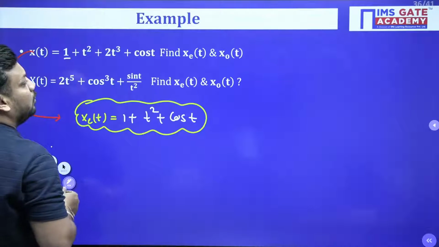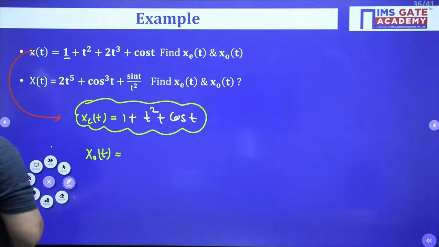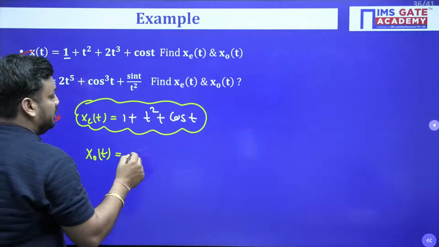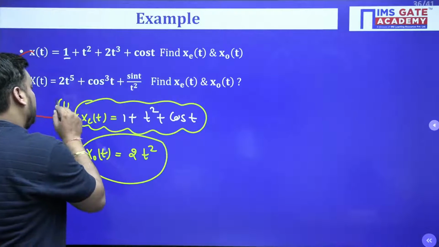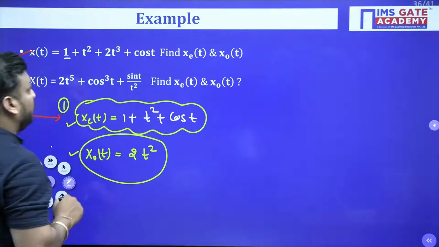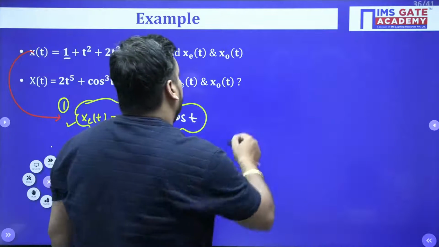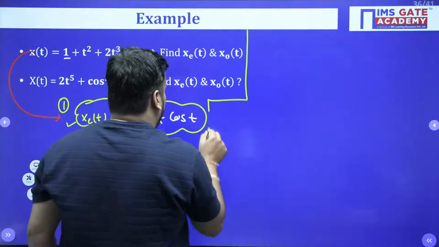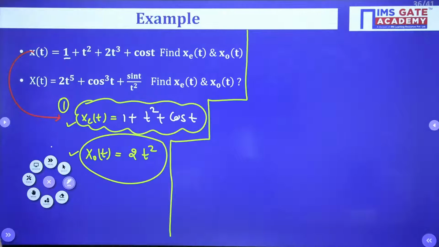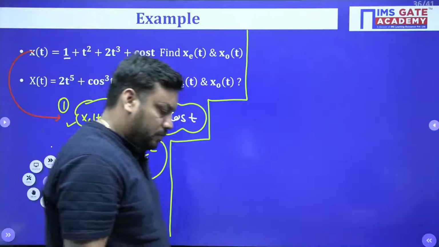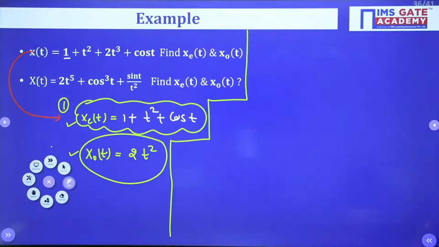Similarly, if I talk about the odd signal, then the odd signal will become what? Only one signal is odd nature, that is 2t cube. So in question number 1, this is the even component and this is the odd component. That's it. So I think in question number 1, it is very easy to identify the even and odd components. I hope it is clear to you. All of you guys just do reply fast. Shall we go for next?